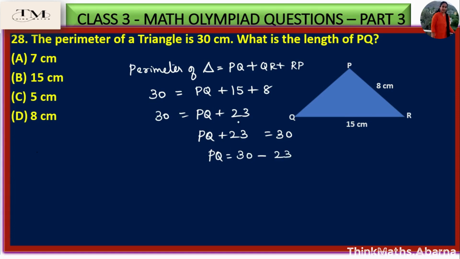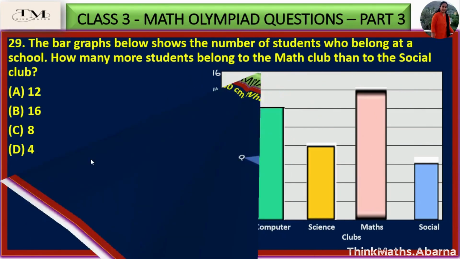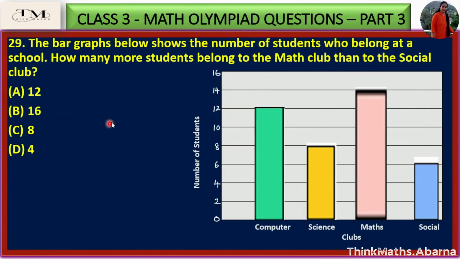What will happen? This plus, when it goes to other side, it will become minus. 30 minus 23. What is 30 minus 23? It is 7. So PQ is equal to 7 centimeter. So option A is the right choice. So moving on to the 29th question.